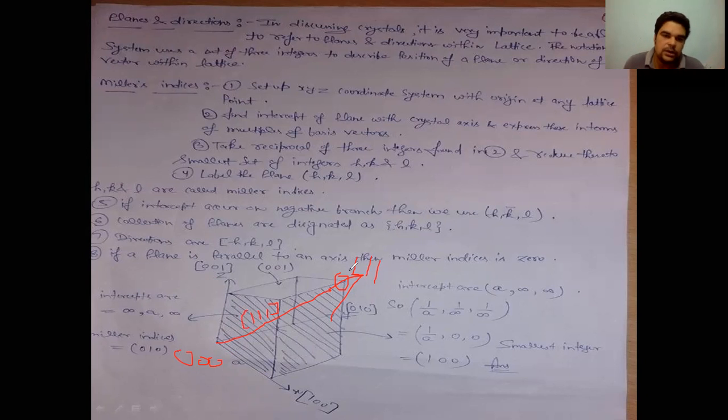Now, a collection of planes is defined by {hkl}, that is, curly braces. So this is a basic introduction of how we define planes and directions in the case of crystals. So this is all about this lecture. In this lecture we introduced basic concepts of crystal structures. Okay, thank you.